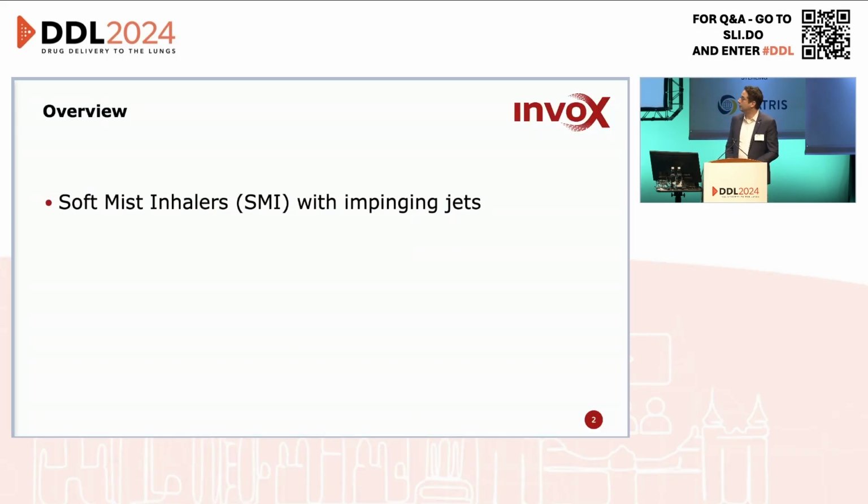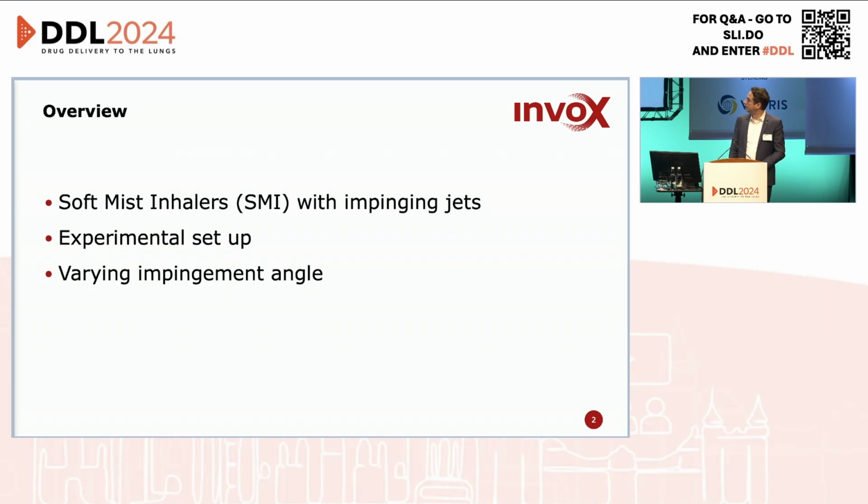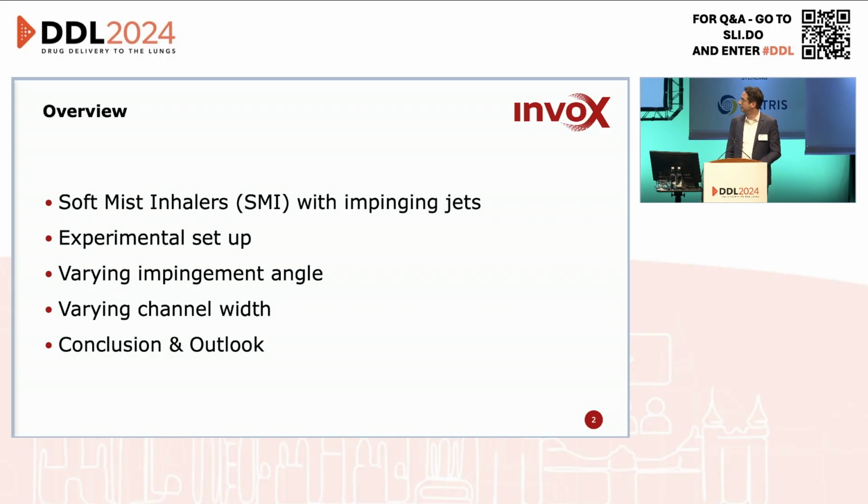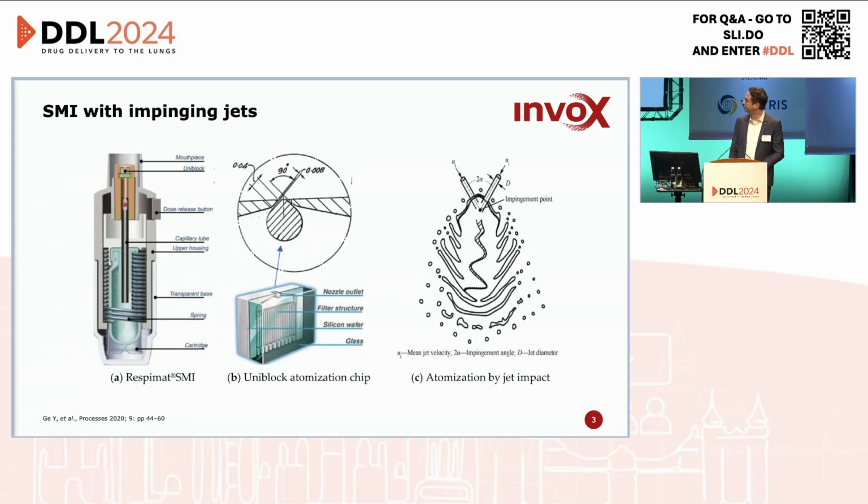So, I'm going to talk about this research that we did on how we can change the nozzle design of a soft mist inhaler to play with the droplet size and the spray duration. First of all, I will explain something about the principles of soft mist inhalers. After that, I will explain our experimental setup. We will vary the impingement angle first, then play with channel width, and finally, I will conclude and say how we will go on with this research.